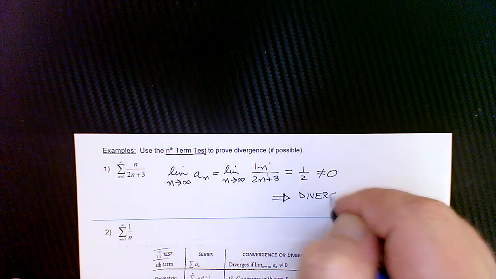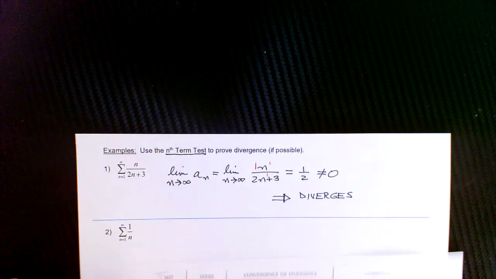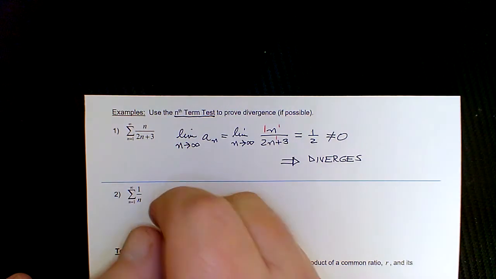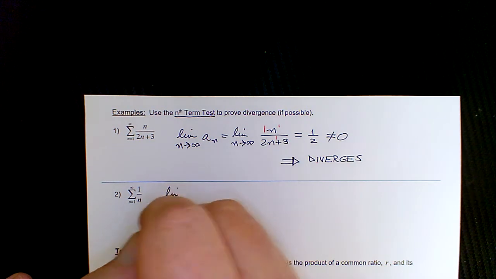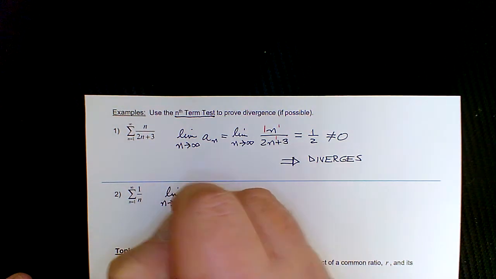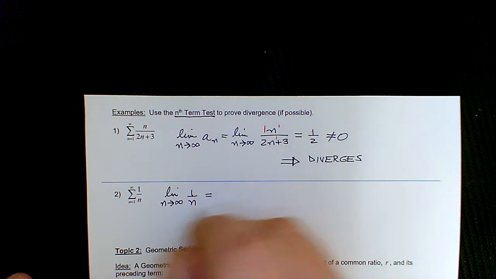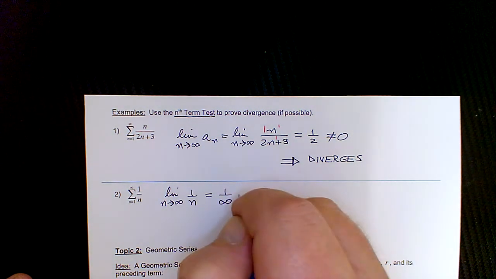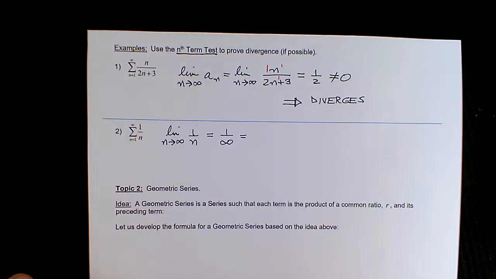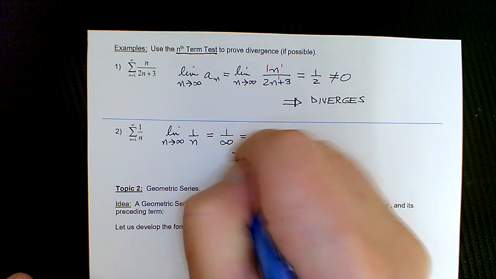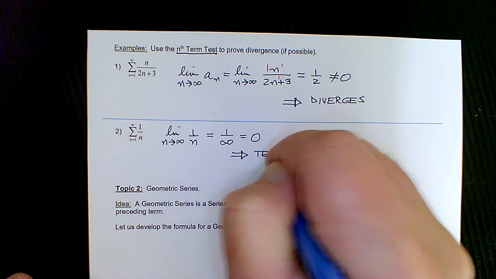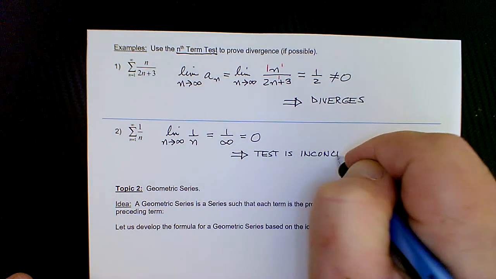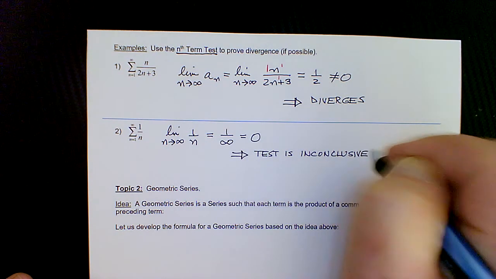Okay, next example, same idea. Take the limit as n goes to infinity of 1 over n. But here's a problem, because if you plug in infinity, you get 1 over infinity, and in a limiting sense, division by infinity, recall, is 0. So therefore, the test is inconclusive. So we need more to go on. And we'll establish the theory shortly that tells us what that very famous series 1 over n does.